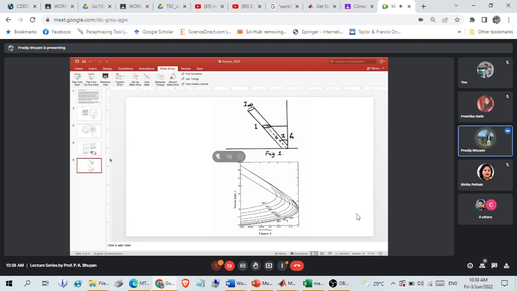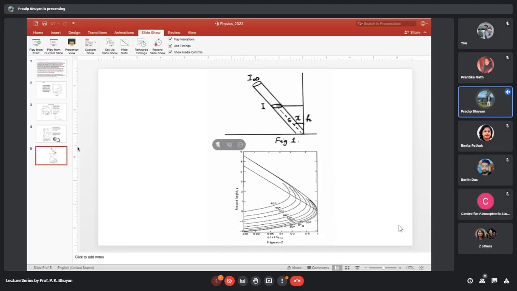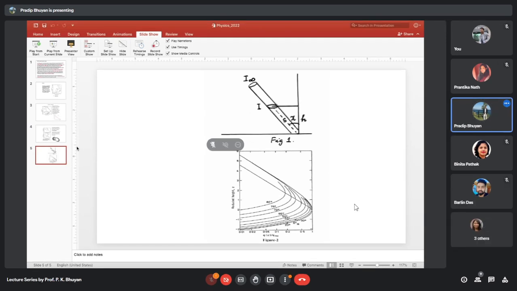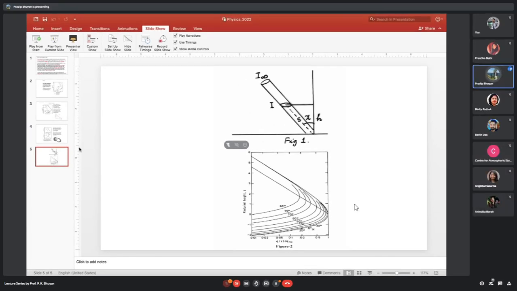meaning Chapman's assumptions and his derivation of the formula for ionization or production rate in the ionosphere. Now, I am showing you a figure.